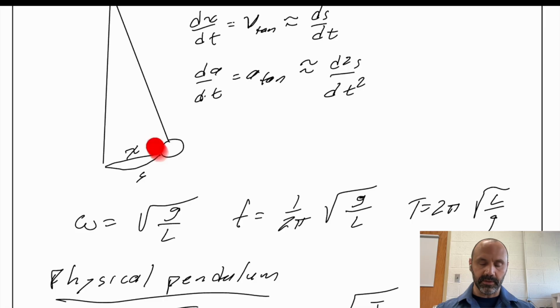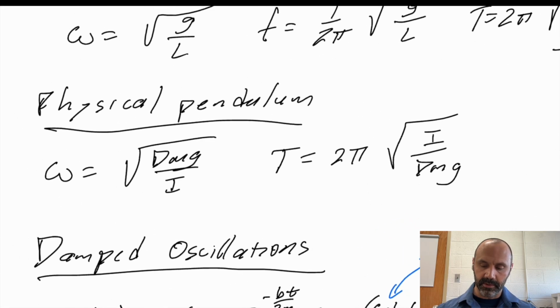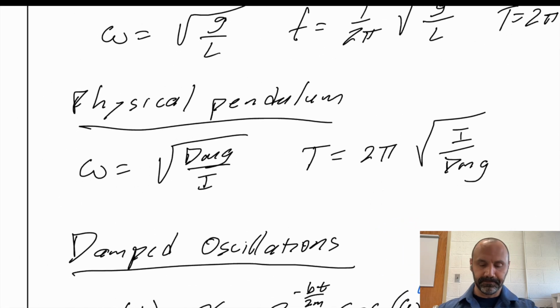Regular pendulums like these are really a point mass at the end of an ideal string. For a physical pendulum, there are a couple of equations, and it involves the moment of inertia. I call this the damage equation because you've got dmg over I. So omega equals the square root of dmg over I. T equals 2 pi square root of I over dmg.